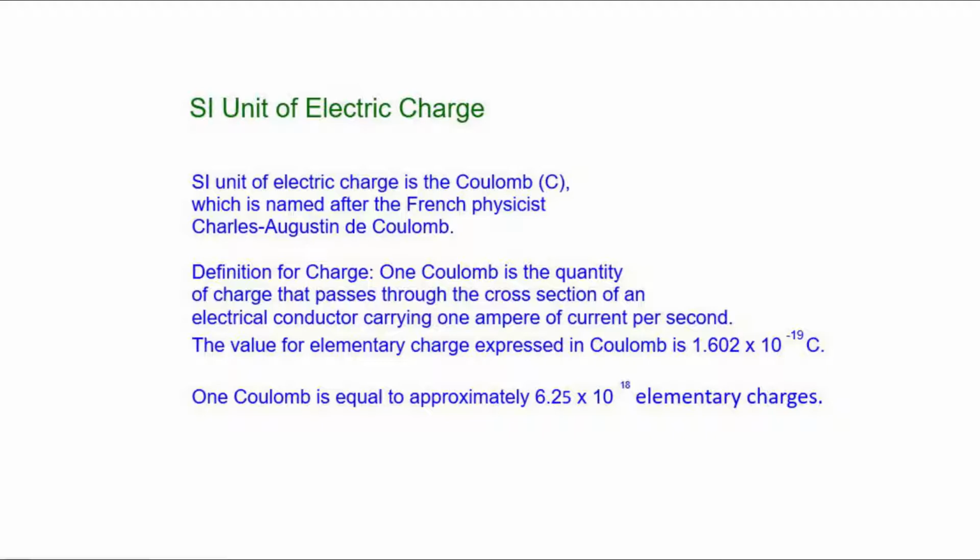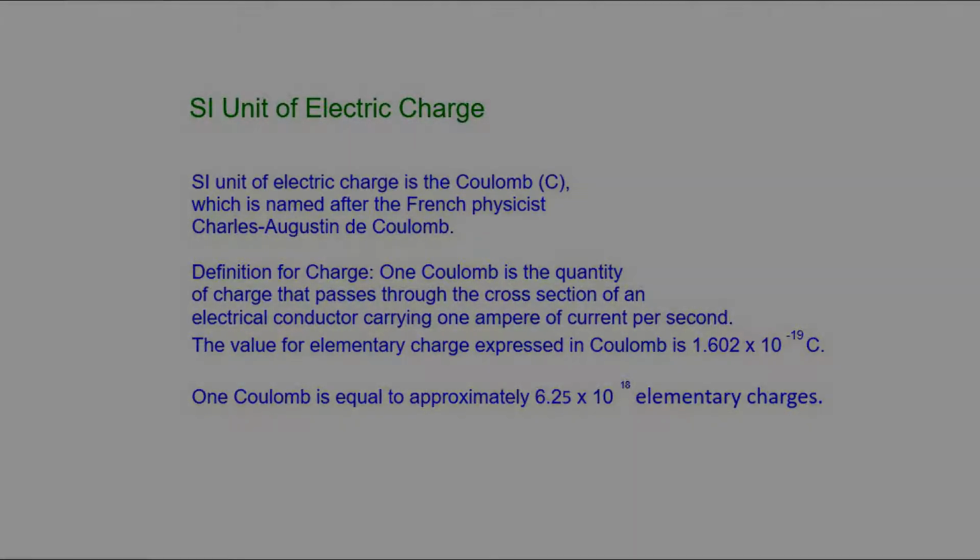The unit of charge is the coulomb, or C, named after the French physicist Charles-Augustin de Coulomb. 1 coulomb is the quantity of charge that passes through the cross-section of an electrical conductor carrying 1 ampere of current per second. 1 coulomb of charge is equal to 1 / (1.602 × 10^-19), or 6.25 × 10^18 electrons.